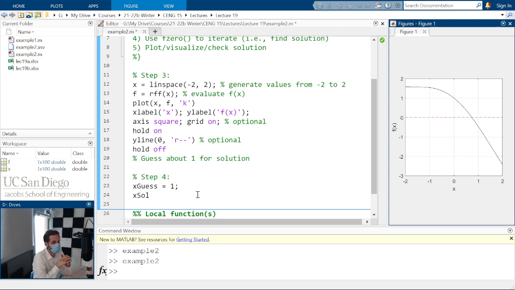I'm in the habit of calling that xsol, primarily to distinguish it from xguess, right? xguess ought to be close to xsol, but that's just where I'm getting started. xsol is the solution. That's the value that I'm after. We're going to say that is equal to f0. And f0 takes 2 inputs. The second input is the easier of the two to write. It's just xguess.